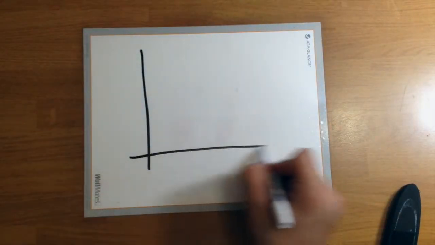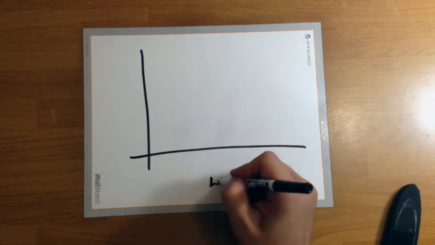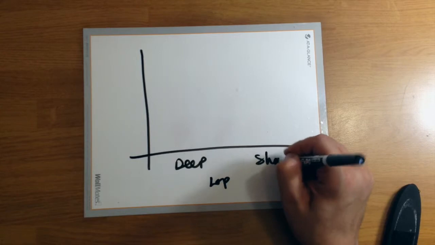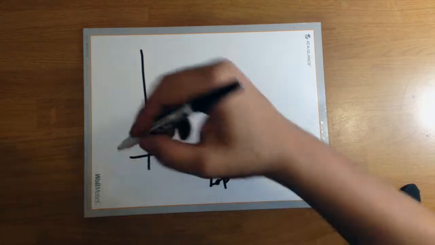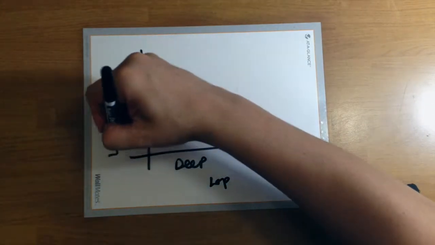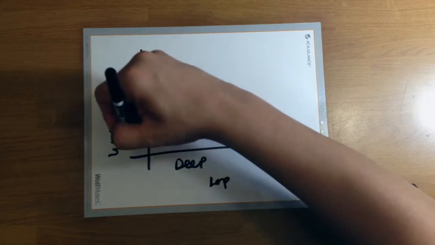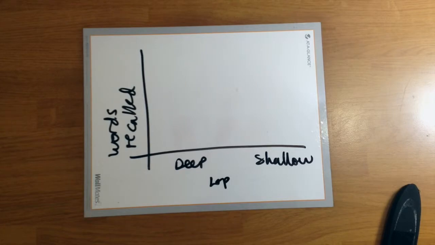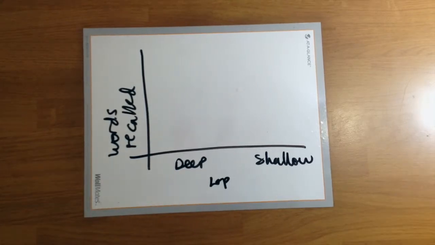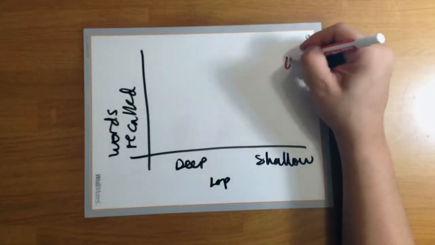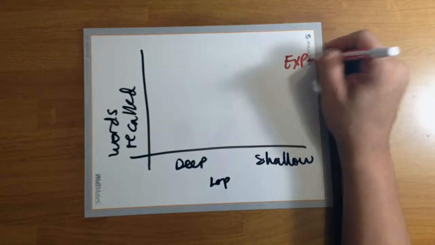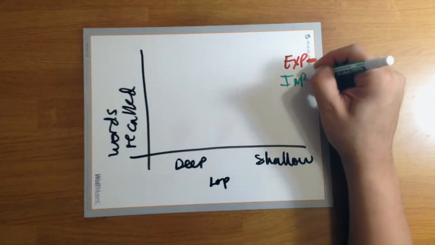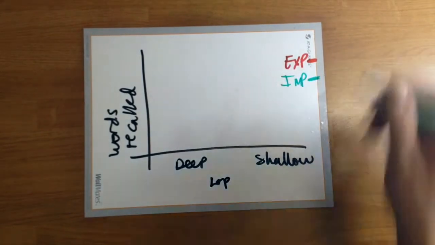So we got this in here. So for the x-axis, we got the LOP, so deep, and then shallow. And then for the y-axis will be the words, number of words recalled. All right, so then we can actually use this here. Let's use explicit, let's do it in red. So explicit is red. And of course, implicit memory task is green.